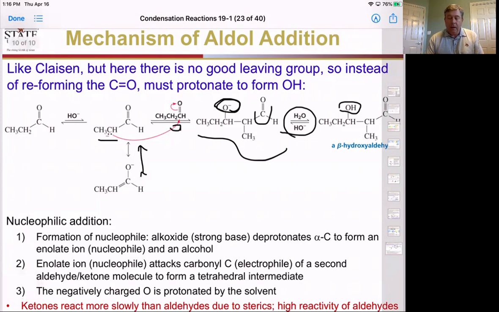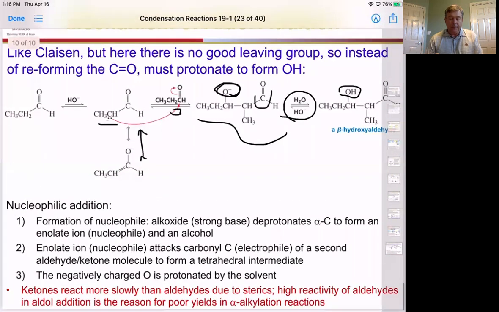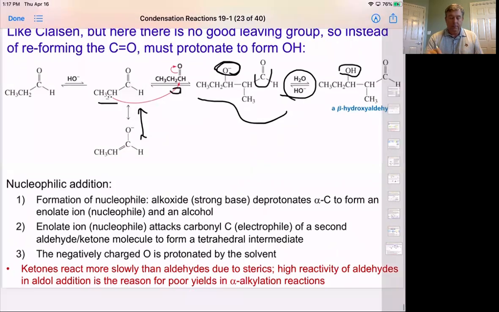Okay. Note that we can use ketones for this, but they react more slowly than with aldehydes because of sterics. Okay, and because this reaction progresses so easily in the presence of an aldehyde, this is why aldehydes didn't work very well when we were first generating enolates in chapter 18, because they would so rapidly react with themselves in an aldol addition reaction that they would not be useful as enolates except in this specific form of the reaction.